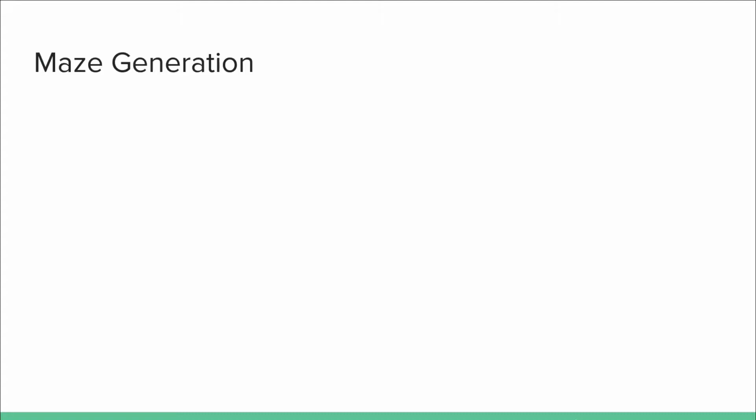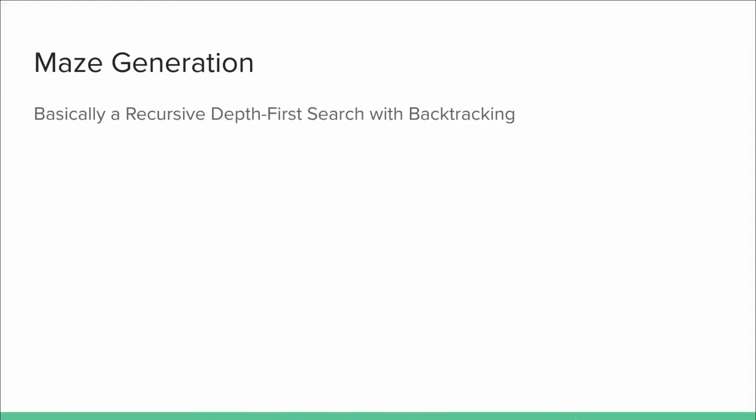So how did I make an algorithm that could generate these mazes? Well, there's a couple of techniques and algorithms that you can use to generate mazes. I've chosen a really simple one. It's basically a depth first search with some backtracking on top, and essentially it means it's recursive. Now, the following process goes like this.